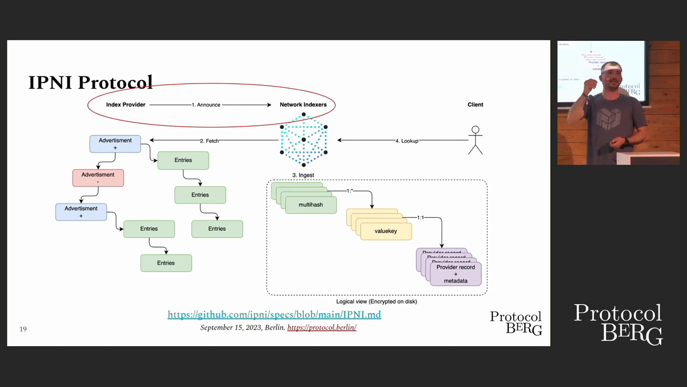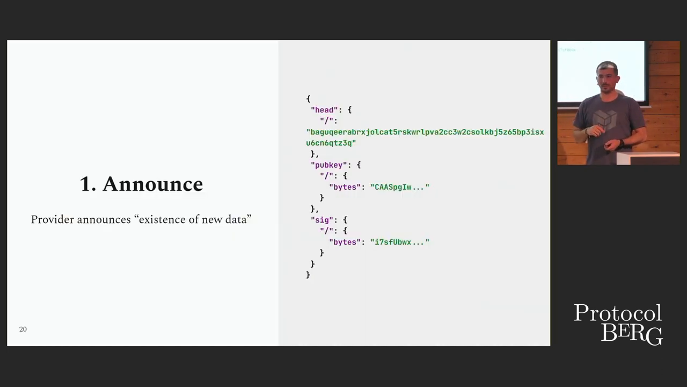I want to be explicit about this something, right? I want to show you an example of what this announcement looks like. This is the body of the announcement that we're talking about here. This is a tiny message. The only thing that it has in it is the link to the latest entry in the advertisement chain. It actually doesn't have much data apart from that.